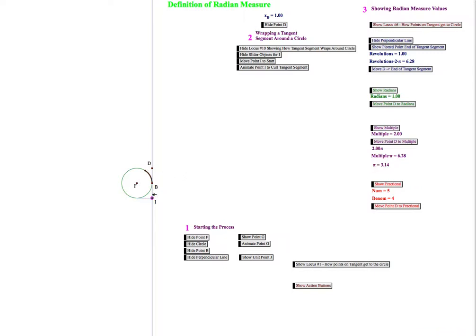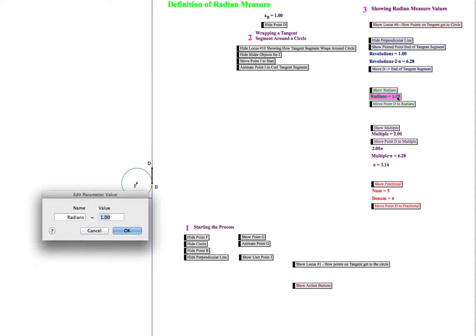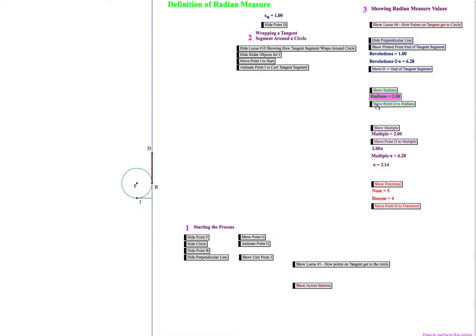Now what we're going to do is 2 radiuses, or 2 radians, and I'm going to move the point D up to 2 radiuses, and I'm going to use the slider to wrap that segment along the circle. That arc length is 2 radiuses. The angle from B to F to this point here is 2 radians.